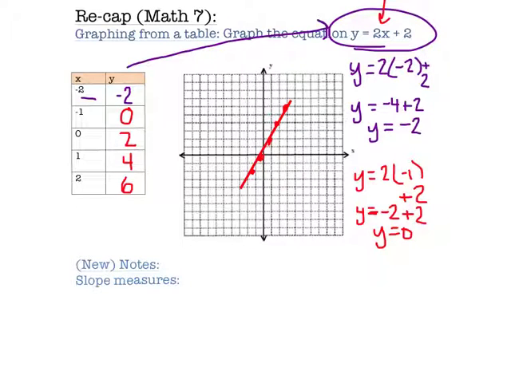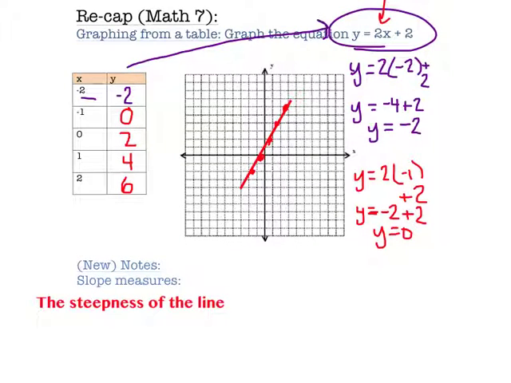So one of the new terms that we're going to be talking about today is slope. And when I talk about slope, what I'm talking about is the steepness of the line. And when I'm talking about the steepness of the line, I'm talking about how much does the line change going up and down or along the y-axis. And I'm comparing that to how much does my line change going left to right or along the x-axis.